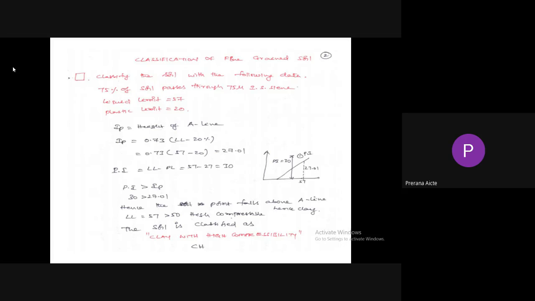Liquid limit is 57, it is greater than 50, so highly compressible. The point lies above the A line, so it is a clay. Now the soil is classified as clay with high compressibility, or high compressible clay. Here one small correction: the plastic limit is 27, so please correct it as 27, not 20.